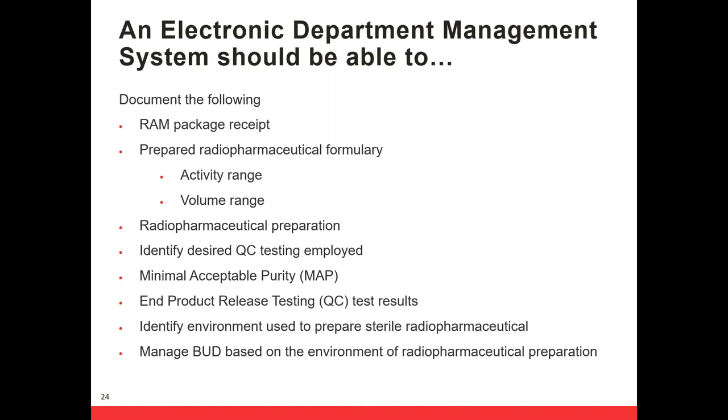So first thing is, when you're looking at a department management system, you should be able to do your RAM package receipt. That's at a minimum. All the systems on the market do it today. Certainly a good thing to have, but it should be able to do it. The part we really want to focus on is your prepared radiopharmaceuticals. As you're preparing these kits, you want to make sure you have formularies in place that grab certain items from that. As a minimum, you want to be able to account for your activity, your highs and your lows, your range of volumes as well, and what your normal volumes might be.